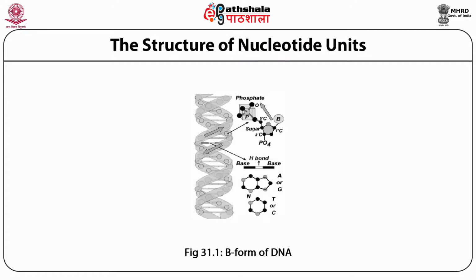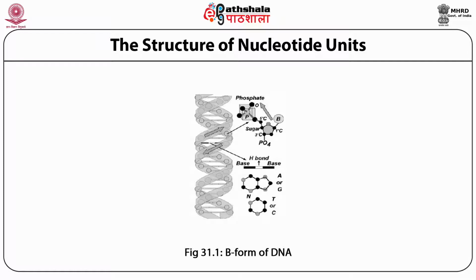So this shows the B form of DNA. On the right-hand side we have given the nucleotide structure: a base is there, a sugar is attached, and with that a phosphate is attached. Below you have these bases given here, and the picture also shows the base pairs forming between two bases.